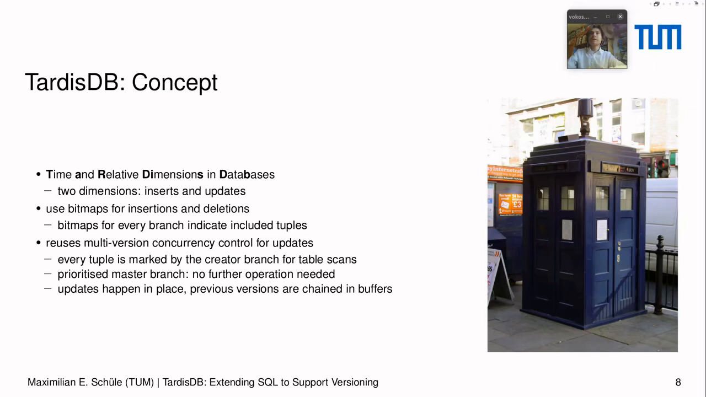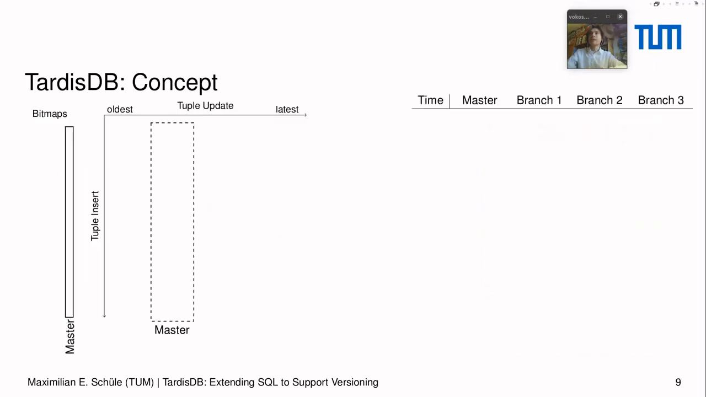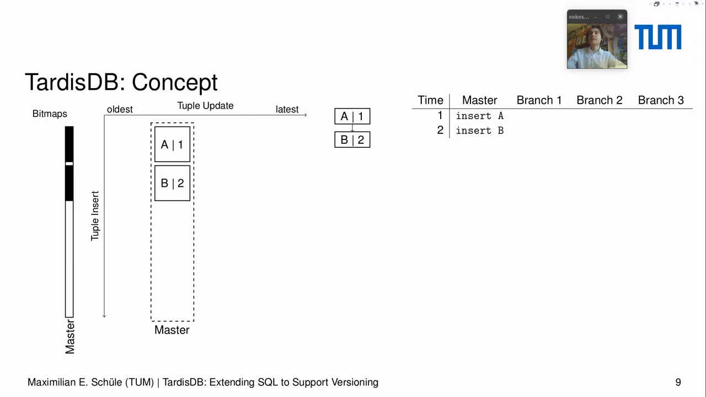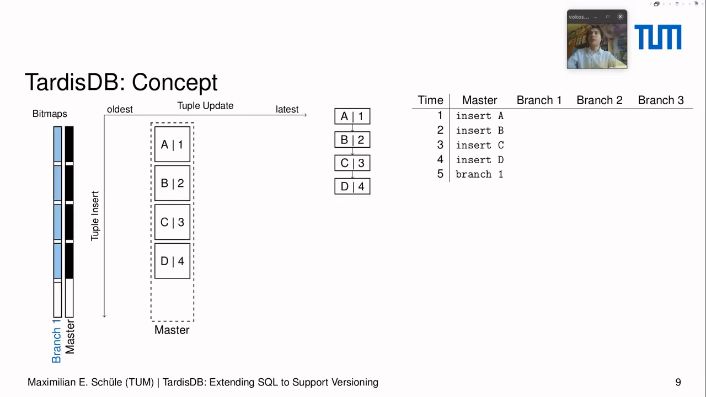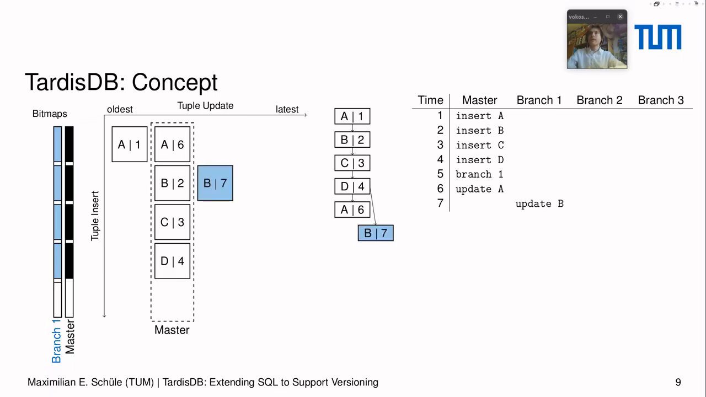Let's show a short example. We first insert tuples in the master branch. Afterwards, we create branch 1. If we now modify a tuple in the master branch, it does not affect tuples in branch 1. If we modify tuples in branch 1, it only affects tuples in branch 1.